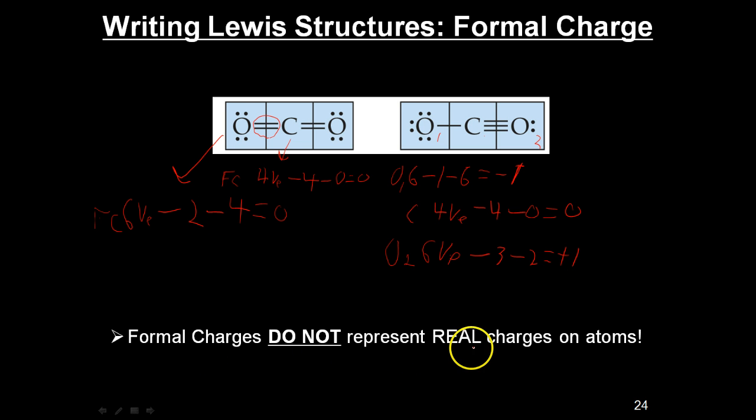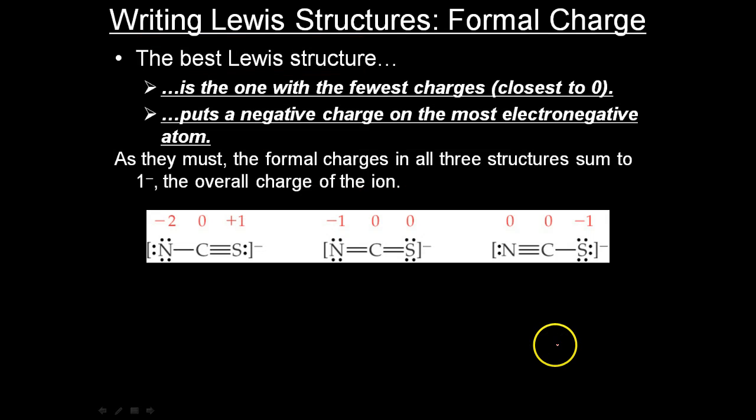Now remember, these formal charges don't represent real charges, and that's an important statement. They are not real charges in your molecule. Remember, the electrons are shared, and so there are no charges on these atoms. So the best Lewis structure is the one with the fewest charges, that is, the most formal charges closest to 0. One of the things that's important is that you have to put all negative charges on the most electronegative atoms. Remember, your central atom is your least electronegative atom, so all negative charges need to go on the outside atoms. So that's how to have the best Lewis structures.